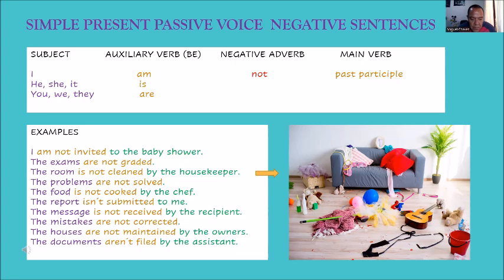The message is not received by the recipient. The mistakes are not corrected. The houses are not maintained by the owners. The documents aren't filed by the assistant.